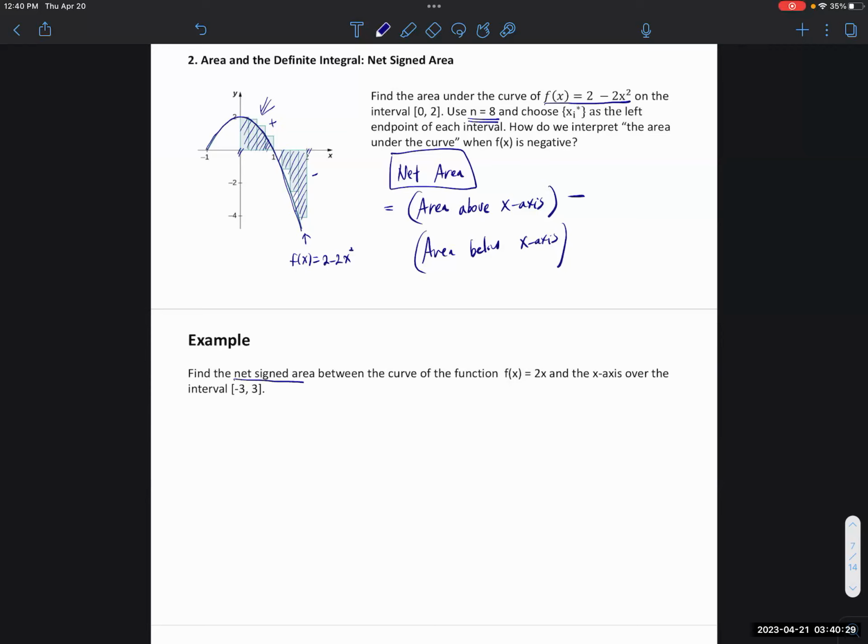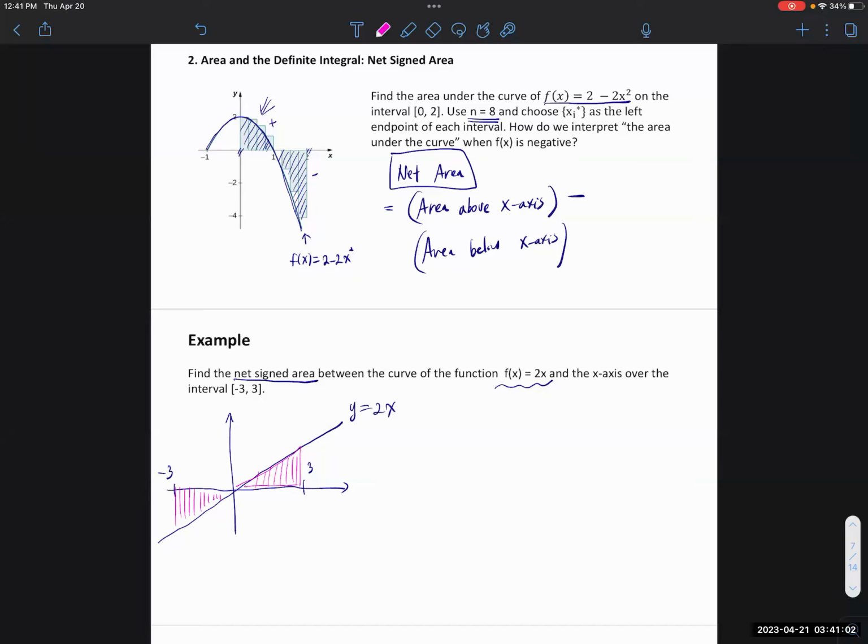Find the net signed area between the curve. So we have y equals 2x. If you graph it, this is a linear function. So y equals 2x looks like this. And then they say, find the area between -3 and +3. As you see, there is an area above the x-axis, which is here. There's an area below the x-axis, correct? So how are we going to find the area?